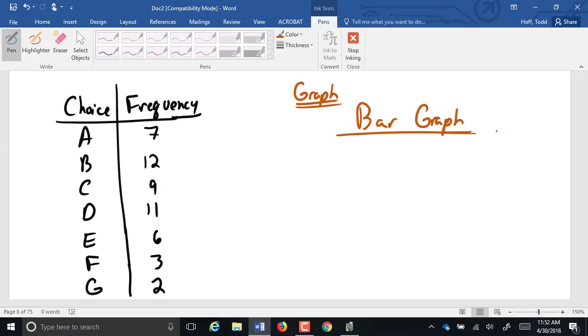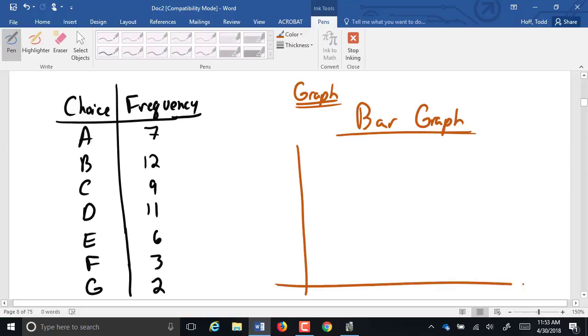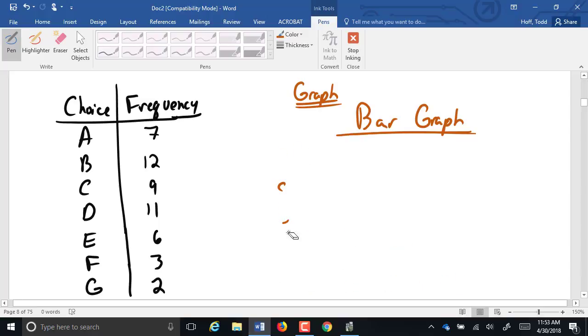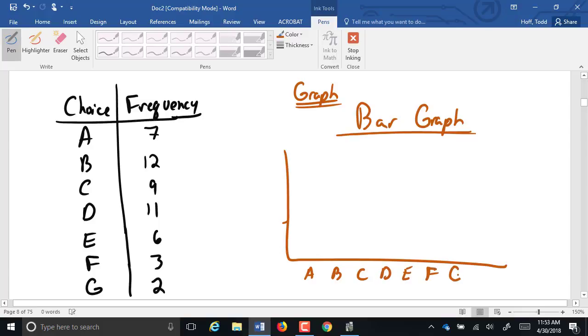Now a bar graph can be done one of two ways. I can put my categories on the left side, like that, and then number on the bottom here and run my bars that direction. Or I can put my categories along the bottom and I can run my numbers up the left side. Now, statistically, generally we prefer having what's called a vertical bar graph, which means the bars go up and down.